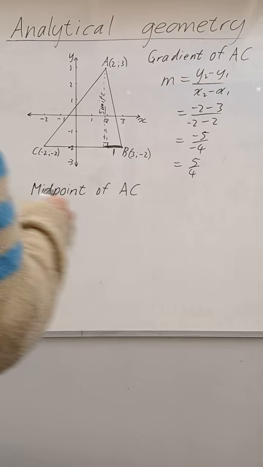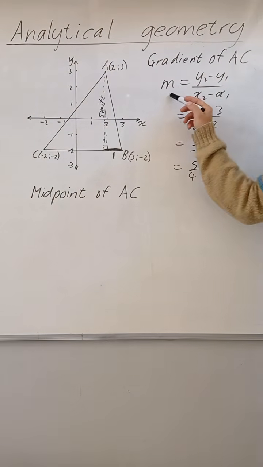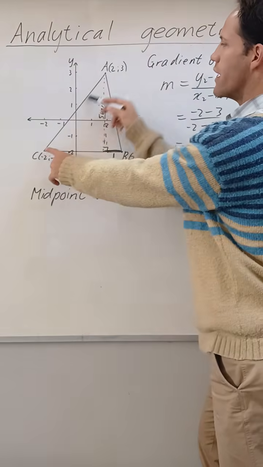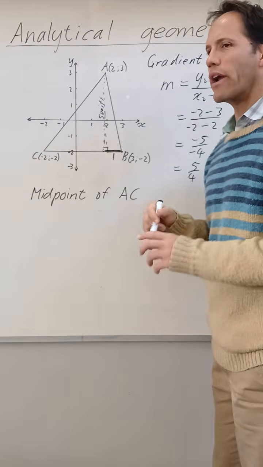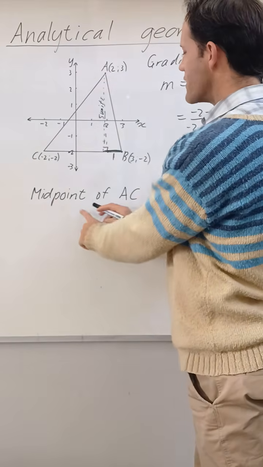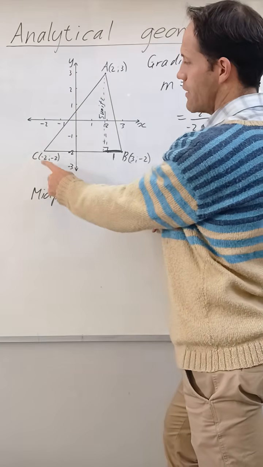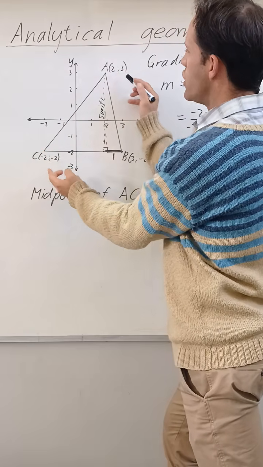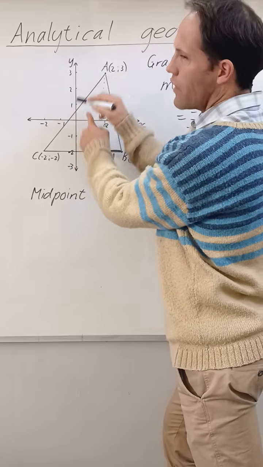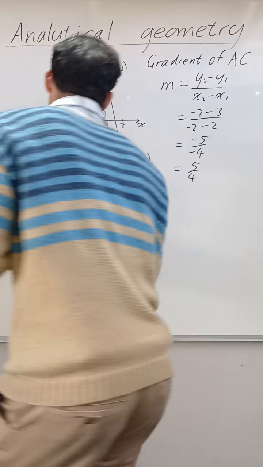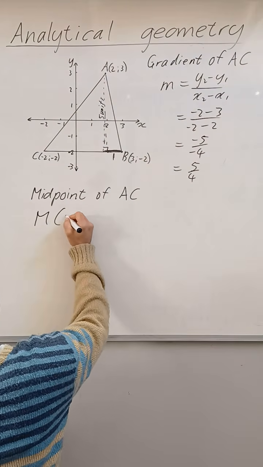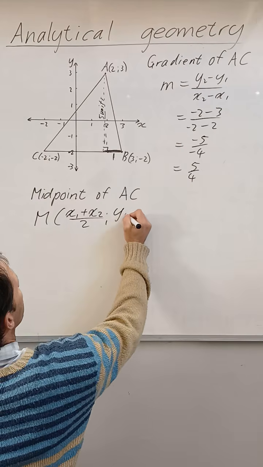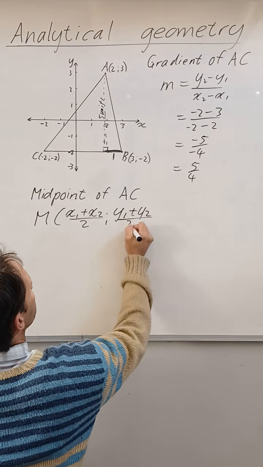So for the gradient, small letter m, we say y2 minus y1 over x2 minus x1, the slope, the gradient. For the midpoint, we must find the middle. If I say what's the midpoint of AC, we need the middle of AC. So you need to add the two values and divide by 2 to find the midpoint. So the midpoint formula is x1 plus x2 divided by 2 and y1 plus y2 divided by 2.